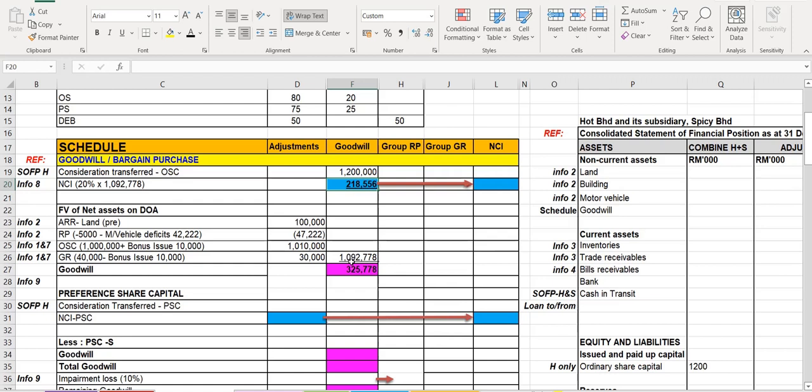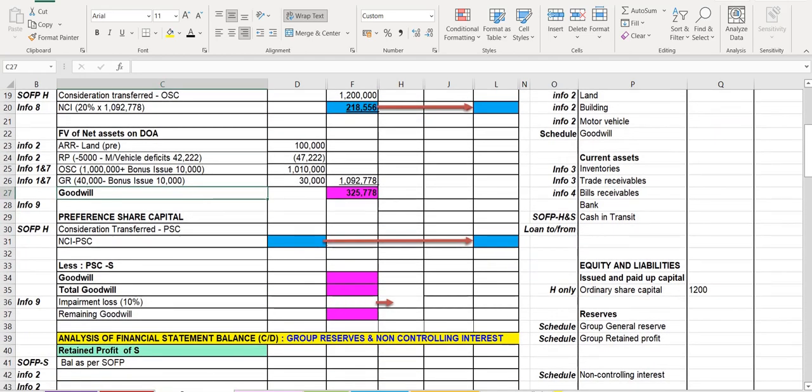So if you total up this, then you are going to subtract 1,092,778 from the total consideration transferred and the non-controlling interest, and that will give you a goodwill for the acquisition of ordinary shares of 325,778.